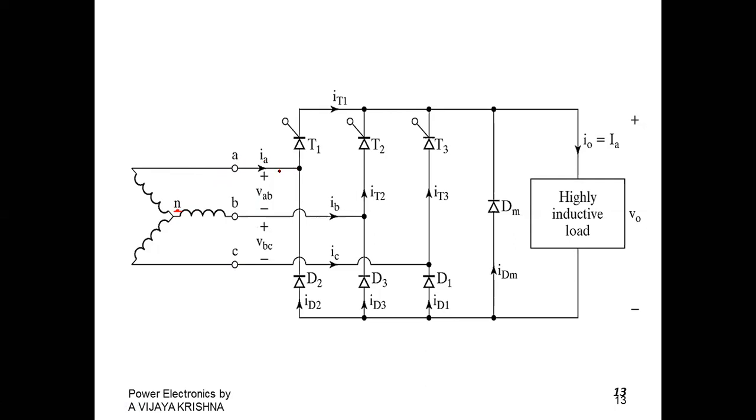Therefore, when phase A is excited, the current is to move towards thyristor T1. Why? Because here the anode is more positive with respect to the cathode of thyristor T1. Giving the firing pulse at alpha plus pi by 6, or 30 plus alpha degrees, thyristor T1 conducts. Therefore the current flows through thyristor T1 towards the highly inductive load and towards diode D2.